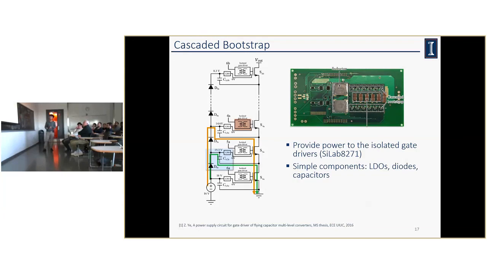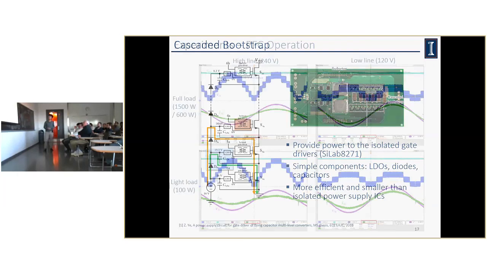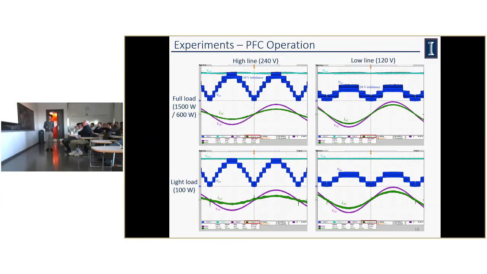The components are relatively simple. It just contains one LDO, one diode, and one capacitor for each stage. Compared to our previous method with the isolated power supply IC, it's more efficient and takes less space on the PCB.